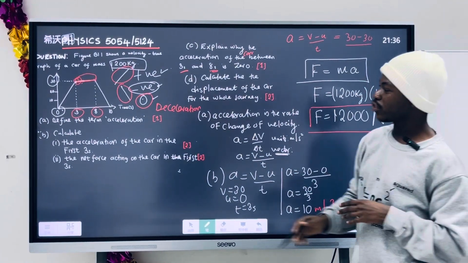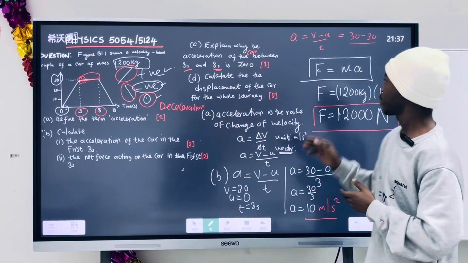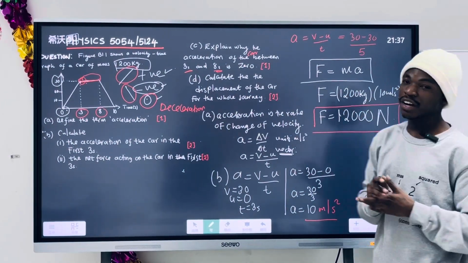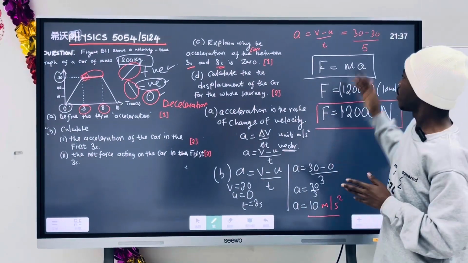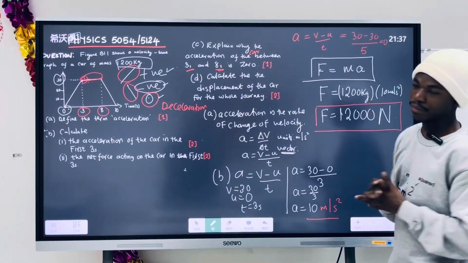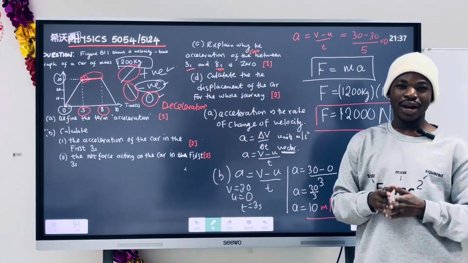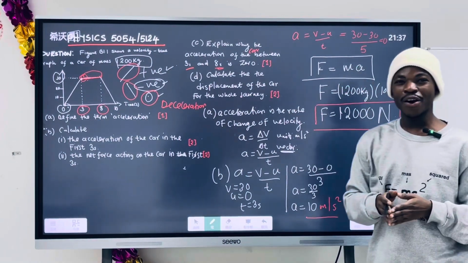What time has been taken to move from 3 to 8? We can subtract 8 minus 3, 5. So you can see that we're going to have 5 there. But the numerator there, 30 minus 30, is 0. Meaning overall, this will give us something which is equal to 0. You can see that our acceleration is indeed equal to 0. Why? Because the velocity is constant.